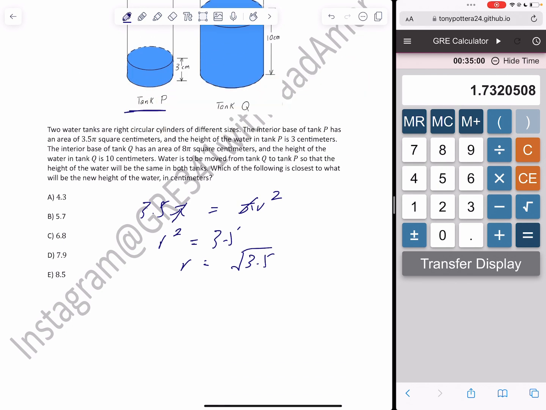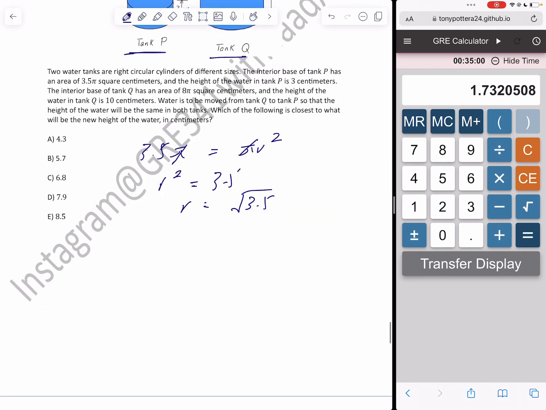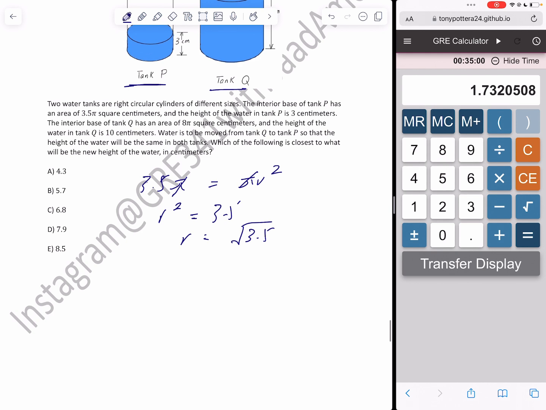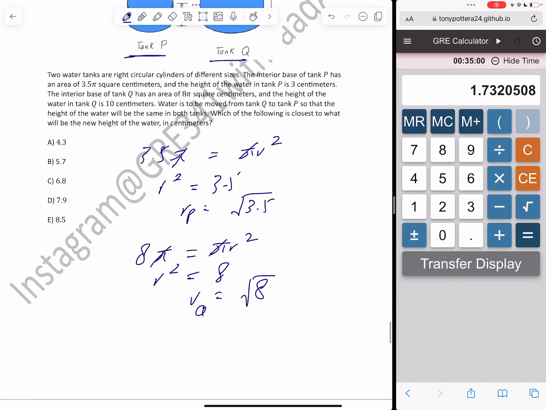The interior base of tank Q, on the other hand, has an area of 8 pi square centimeters, and the height of the water in tank Q is 10 centimeters. So let's calculate the radius for tank Q. 8 pi is equal to pi r square. Pi cancels out. R square is equal to 8. R is equal to root 8. This is the radius for Q, this is the radius of P. And the height is 10 centimeters.